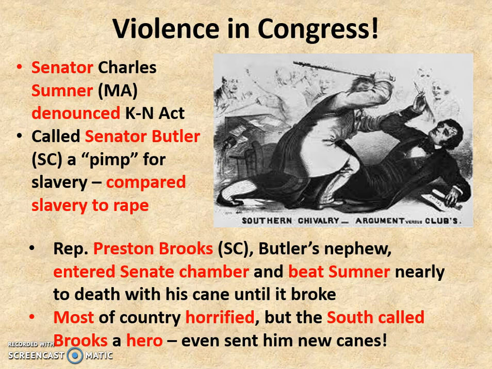In fact, one of the congressmen, Representative Preston Brooks, who was Butler's nephew, entered the Senate chamber one day and found Sumner at his desk. He proceeded to strike him over the head with a metal-headed cane, and he beat him almost to the point of death when his cane finally broke. Most of the country saw this violence as horrible, and they were terrified by the very idea of a congressman almost beating a senator to death on the Senate floor. But to the South, they called Brooks a hero. In fact, many of them even sent him new canes. So again, we're seeing the debate become more and more extreme and more violent as it goes forward.